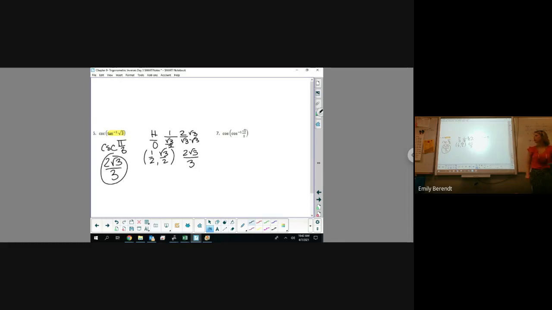Anyway, 7. The cosine of the inverse cosine of root 2 over 2. Some of you probably know what it is. What's the job of an inverse function? Like, what do inverse functions do? It's the opposite. What is the inverse function of addition? Subtraction. What's the inverse function of multiplication? Division. They undo each other, right?